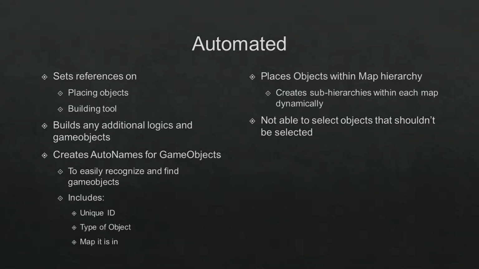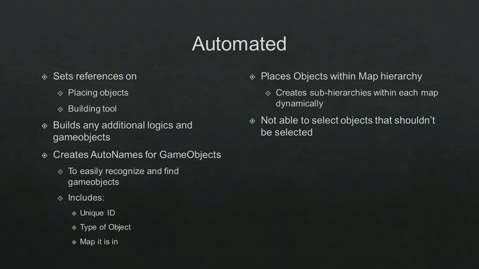Another part of simplification is that the tool does a lot of logic for the user. It also automatically builds a lot of logic, for example recover locations when the player falls in lava or linking two teleporters together. The tool can also create auto names for placed objects, which makes finding and linking game objects easier. Each auto name always includes a unique ID, the type of object it is and the map it's placed in. An auto name can always be overwritten by a custom name.